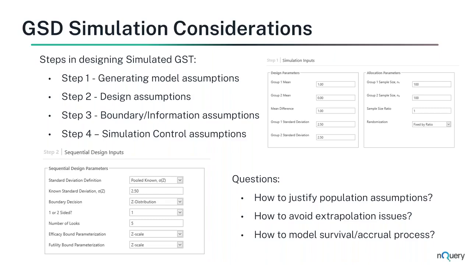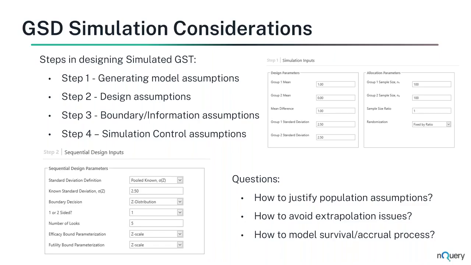And then at step 4, once again, nothing too complicated. You'd just be specifying your simulation controls. So these would be things like the number of simulations you want to run, and also the random seed that you want to use for your simulations, if at all. Very often they're just not specified.